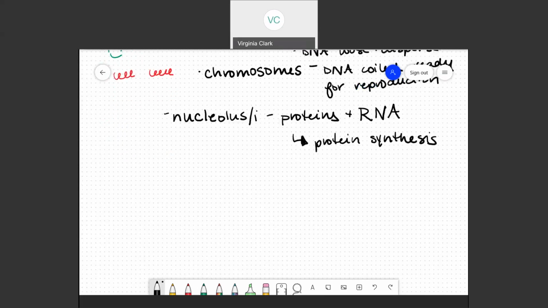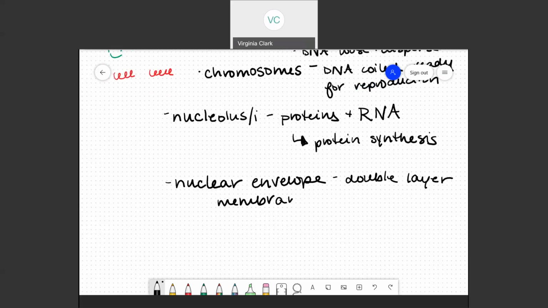And then the other structure that is involved with our DNA or our nucleus is our nuclear envelope. So our nuclear envelope is essentially the outside border. This is the double layer membrane around the nucleus. So this is a double layer membrane and it will surround the entire nucleus.